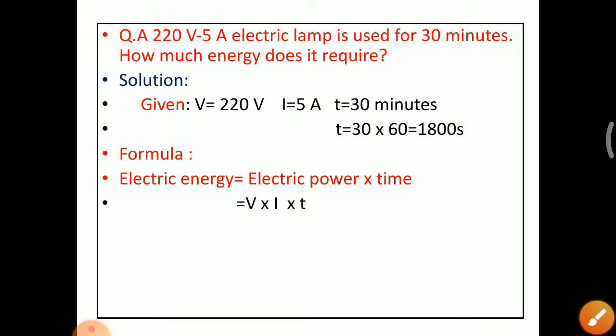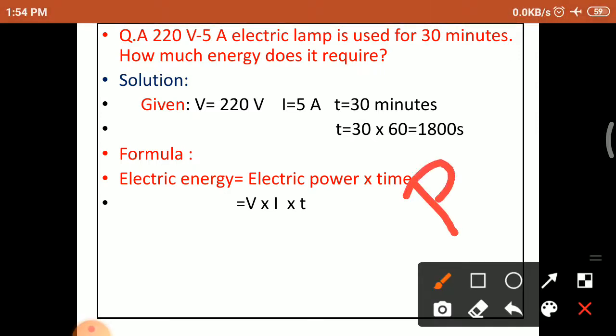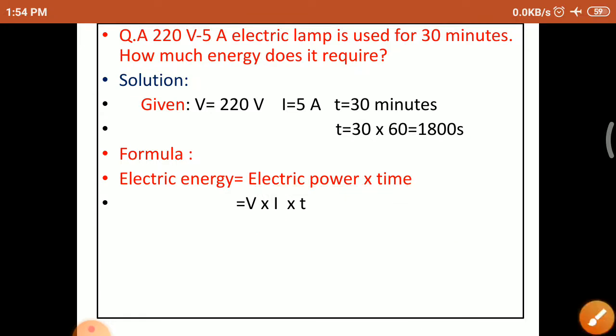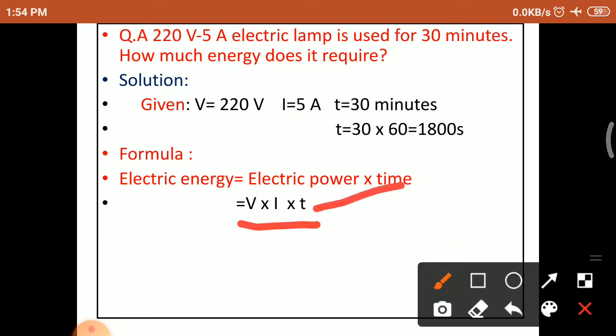So electrical power we can write V into I into T, because from the power formula, power equal to VI, and instead of power I wrote VI. The time is T. So V into I into T. Electrical energy equal to V into I into T. Do you understand how I wrote VI into T? The time is T. The electrical power P equal to VI.